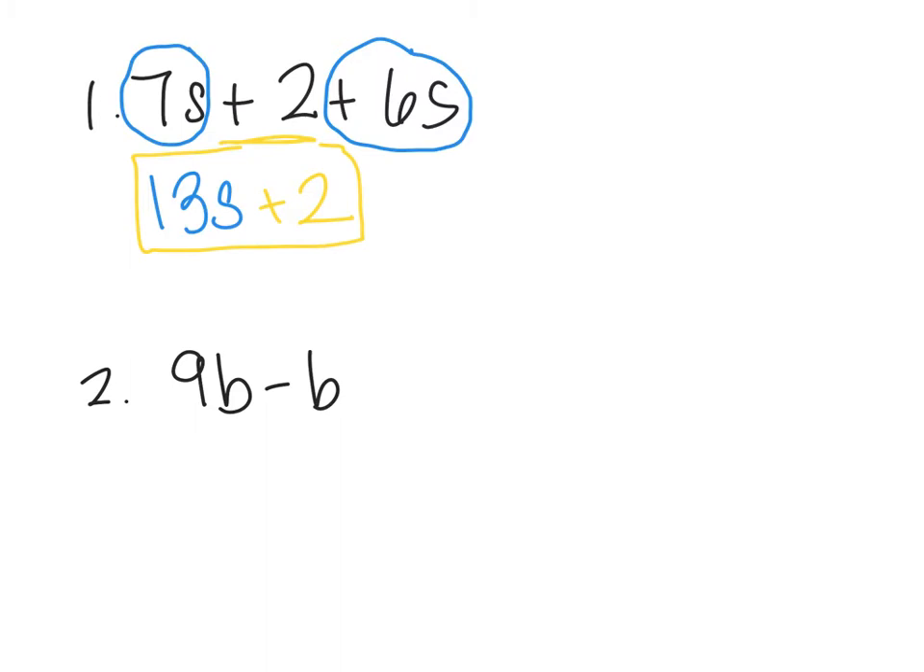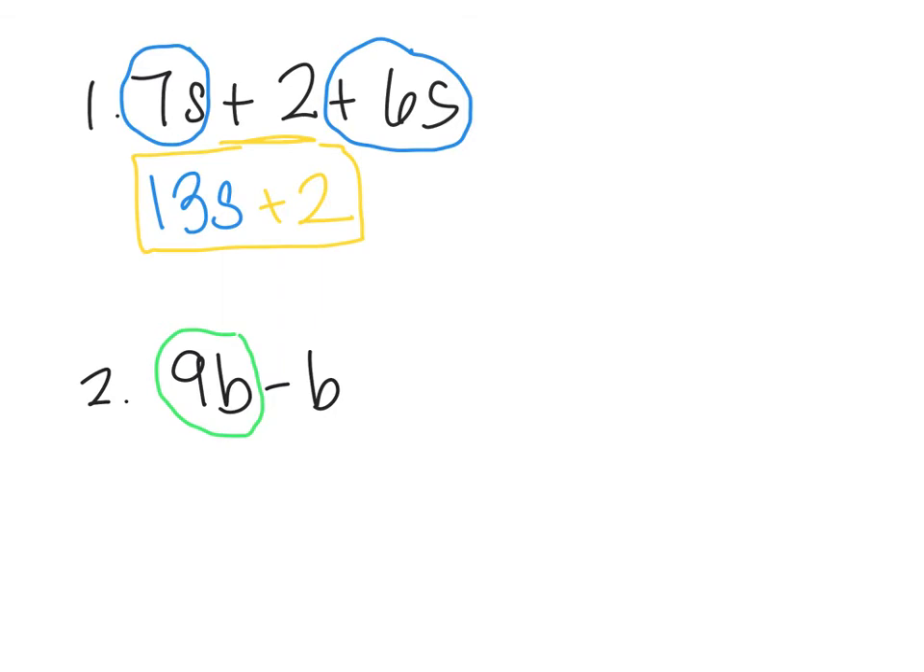For number 2, go ahead and write this one down: 9b minus b. You'll notice here we do have a negative number that we're going to be working with. All right, just like we did before, I'm circling that first variable term that I see, which is 9b. Now when we look at this negative b, it has a b, so it is a like term.